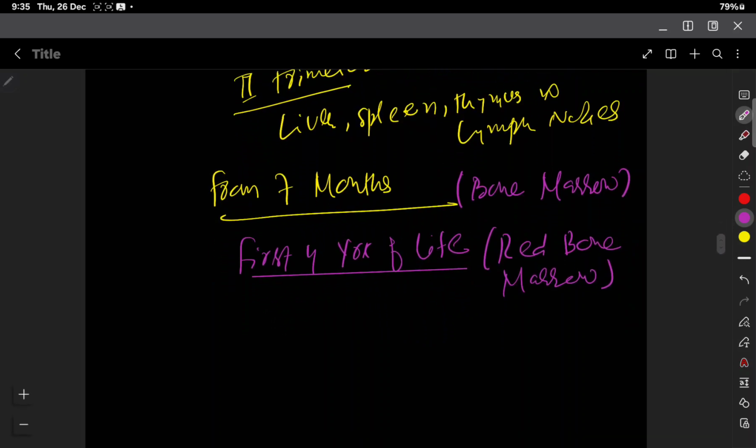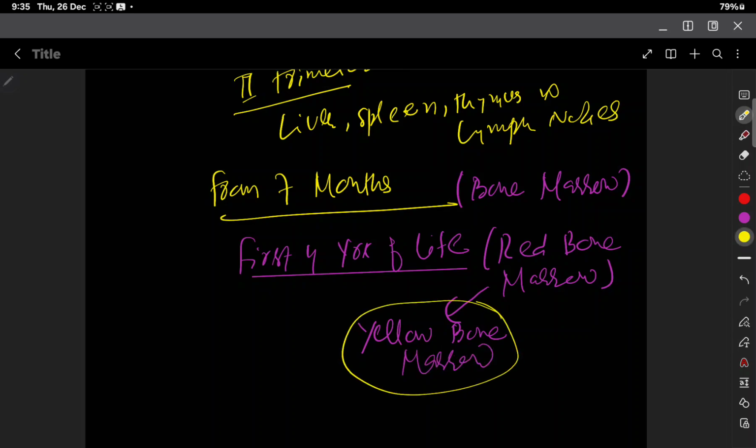As we age, the quantity of this hematopoietic tissue decreases and is replaced by yellow bone marrow. So some part becomes yellow bone marrow after 4 years and another part remains red bone marrow. Yellow bone marrow stores fat, and in adults, red bone marrow is limited mainly to the axial skeleton and long bones. So this was about early hematopoiesis.